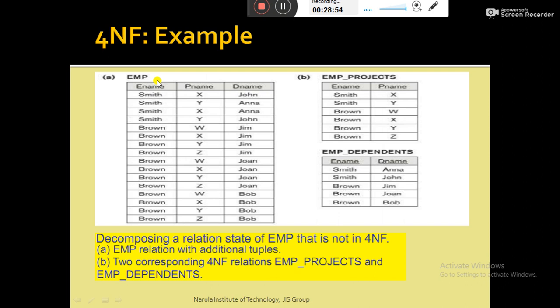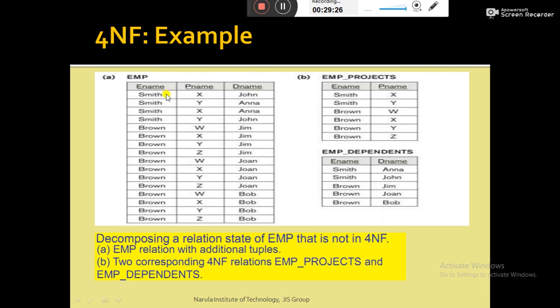So consider the relation EMP: employee name, P name meaning project name, and D name meaning dependent name. For Smith, how many project names are there? X, Y. So two project names are there. So E name multi-determines P name. And for Smith, one dependent name is John, and another dependent name is Anna. So again E name multi-determines D name.